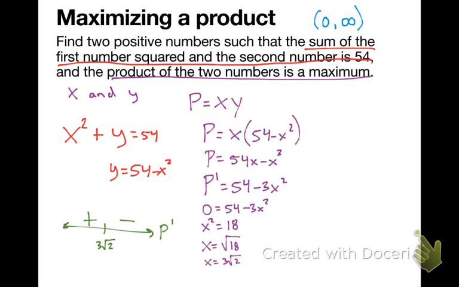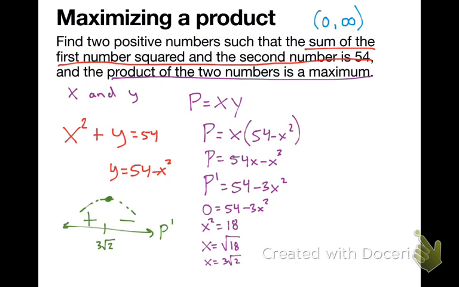That tells us that p is increasing to the left of this critical point, decreasing to the right, and so we do in fact have a maximum there. We probably could have assumed that because we only had the one critical point, but we're covering all our bases here. So x is one of those numbers, 3 square root 2 is one of those numbers.